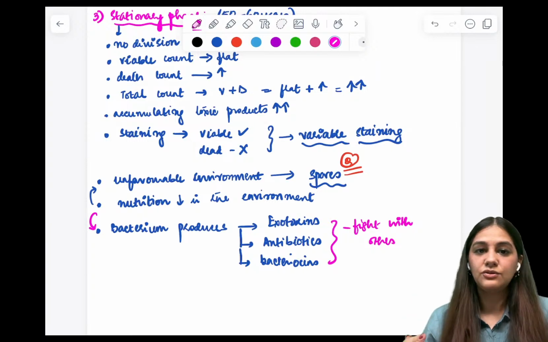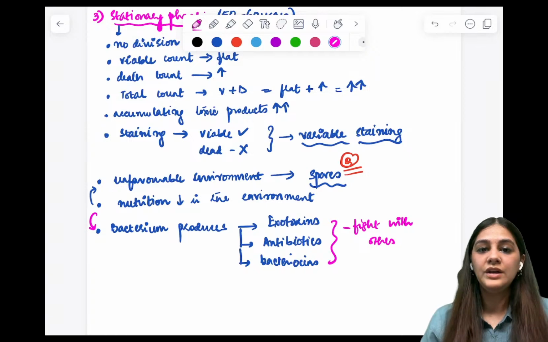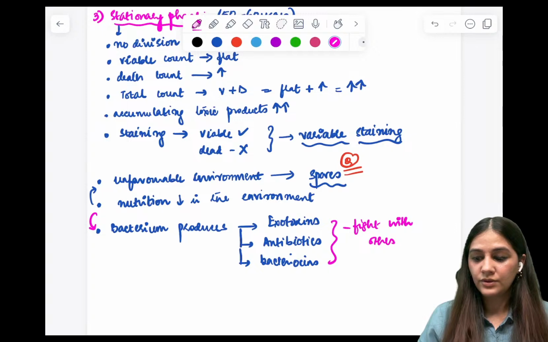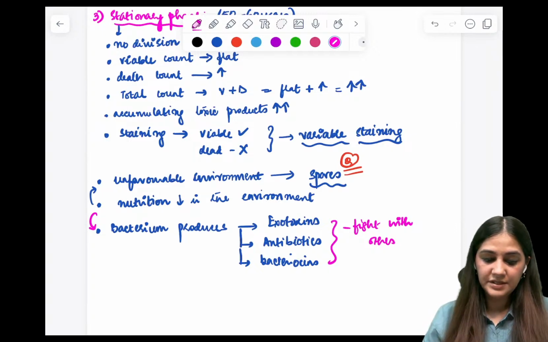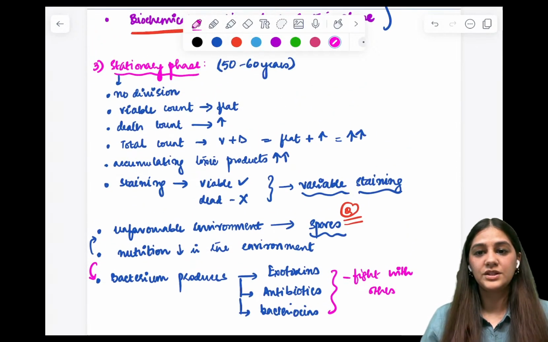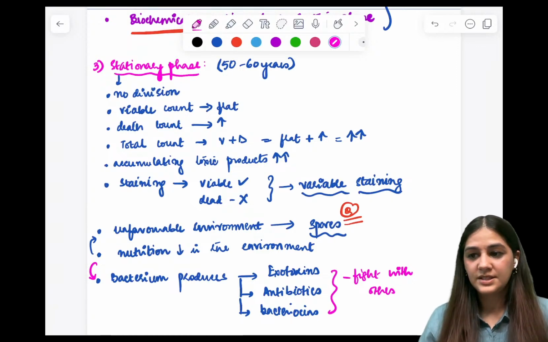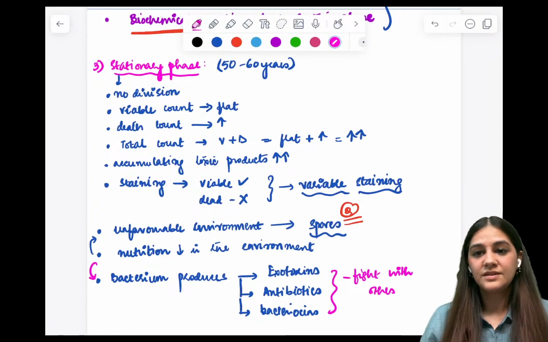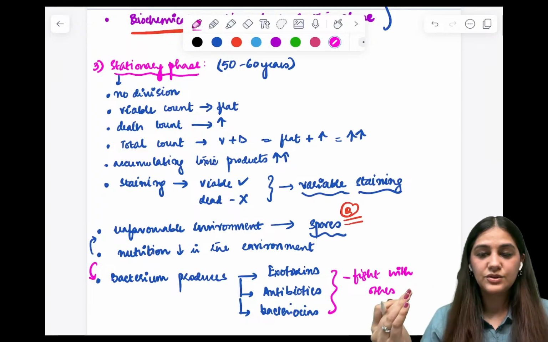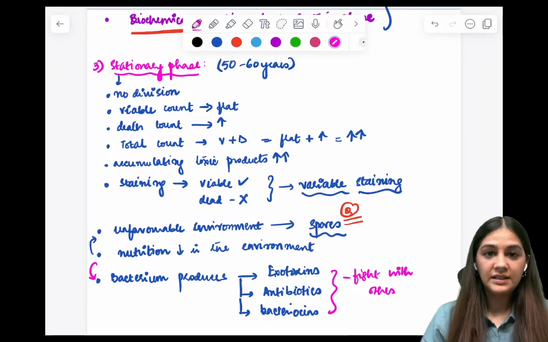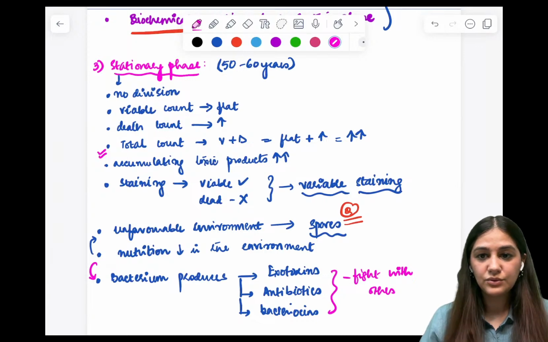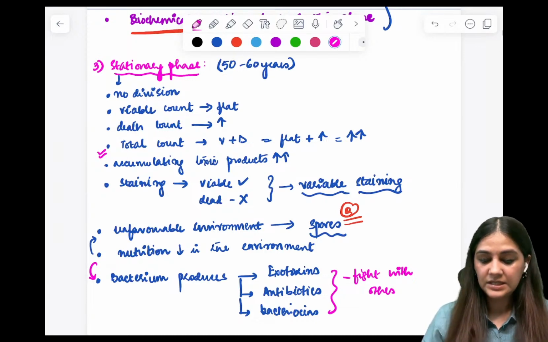So because of the deficient nutrition, one, spores are forming. The other thing is bacteria starts producing a lot of exotoxins, antibiotics, and bacteriocins. So this is the stationary phase. What is happening? A 50 to 60-year-old bacterium: there are no more babies, no more division is taking place. The viable count is flat because there is no division, but few people are dying, so the death count is going to increase. If the death count is increasing, what is going to happen to the total count? It is going to increase, right?